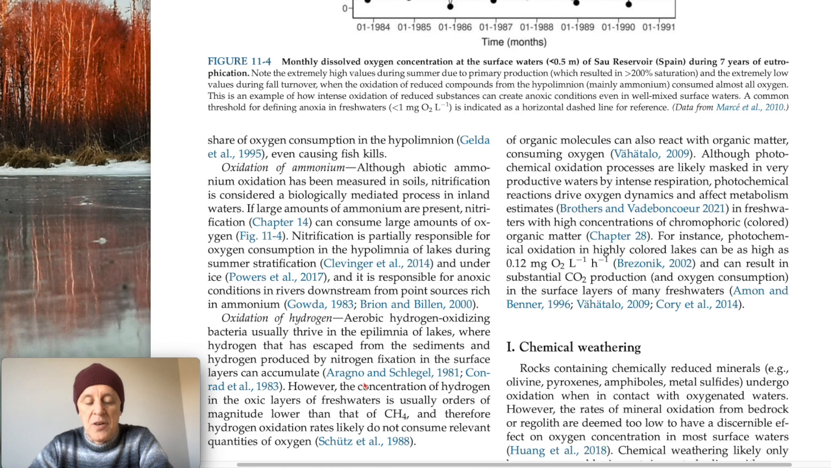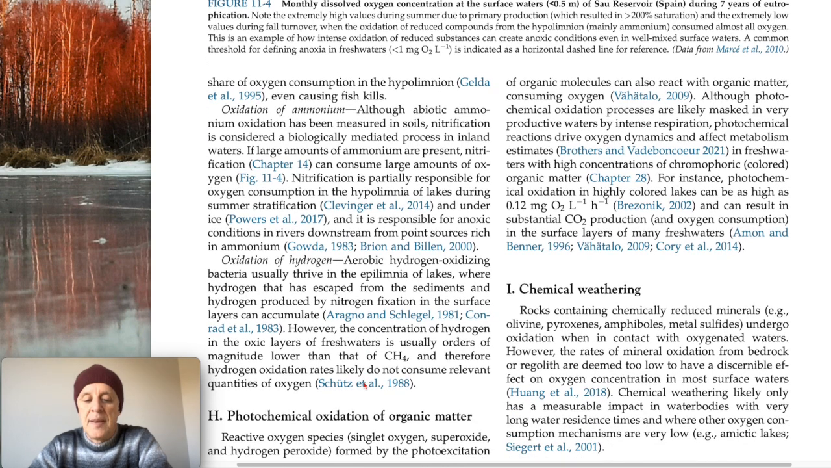Aerobic hydrogen-oxidizing bacteria usually thrive in the epilimnia of lakes, where hydrogen that has escaped from the sediments and hydrogen produced by nitrogen fixation in the surface layer can accumulate. However, the concentration of hydrogen in the oxic layers of fresh waters is usually orders of magnitude lower than that of methane, and therefore hydrogen oxidation rates likely do not consume relevant quantities of oxygen.